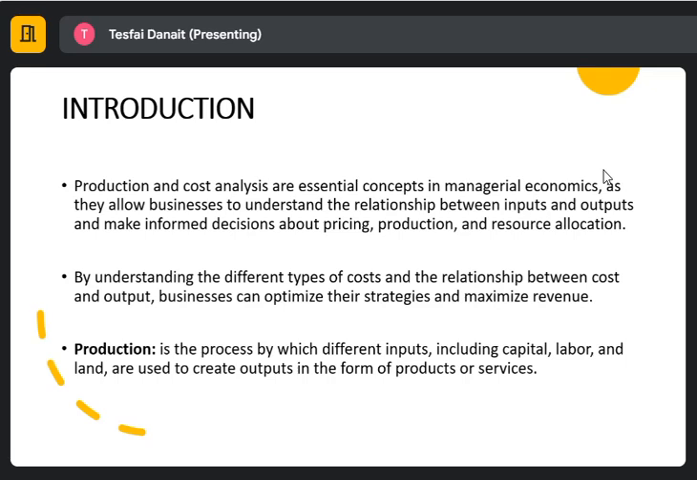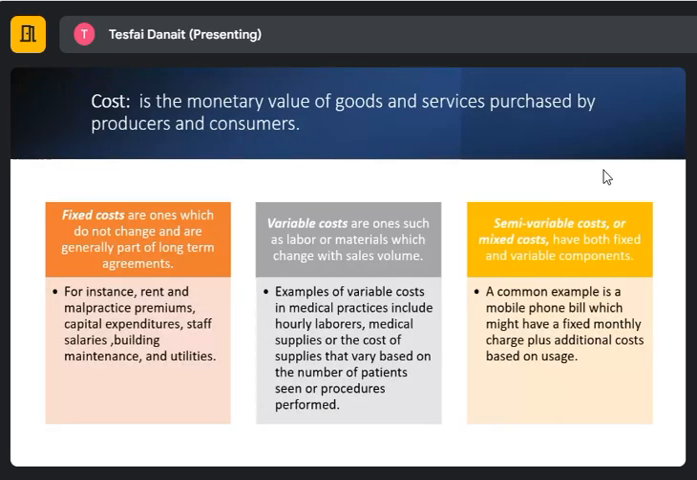Production is a process by which different inputs, including capital, labor, and land, are used to create outputs in the form of products or services. So we are talking about cost and production. Cost is the monetary value of goods and services purchased by producers and consumers. And we have three types of cost: fixed cost, variable cost, and semi-variable cost.